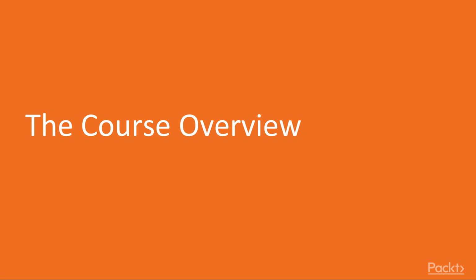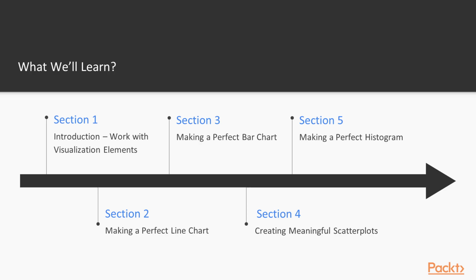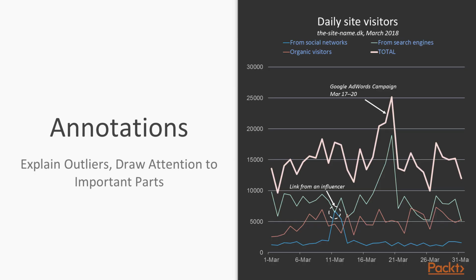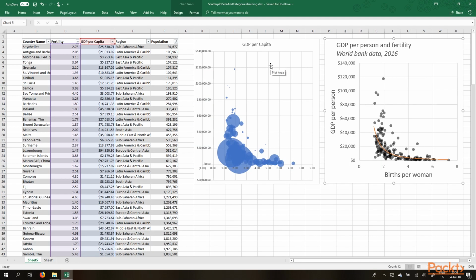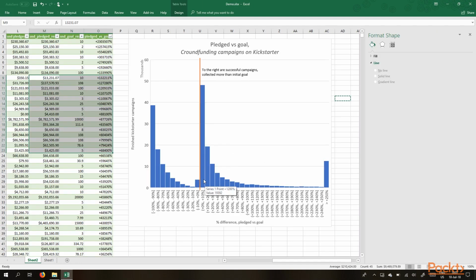And let's explore the structure of this course. What will we learn from this course? We'll start with exploring common elements of any visualizations and how to use them to improve any chart type. And after that, we will go through the 4 most common chart types: a line chart, a bar chart, a scatter plot, and finally a histogram.